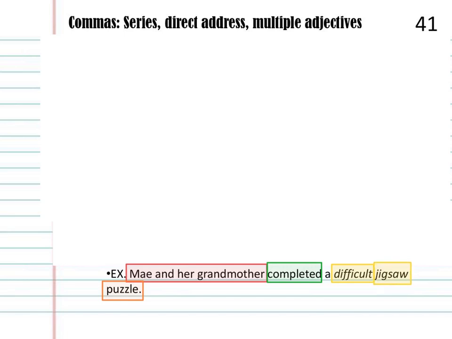Jigsaw is a type of puzzle. Well, if we try to switch those words, difficult and jigsaw, and read it this way, May and her grandmother completed a jigsaw difficult puzzle. Does that have the same meaning? Well, it does not have the same meaning, and that's why in this sentence we do not have a comma between difficult and jigsaw. We will be talking more about what to do with adjectives when we have more than one adjective in a different lesson.